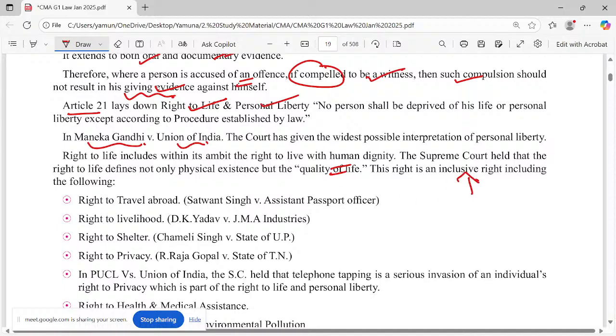See, when you talk about the essentials of life, food, clothing, and shelter, this alone is not essential. If you are made to sit in a room and given food, clothing, and shelter for the work, can you really live? No. We are talking about quality of life. Right to live is also the right to quality of life.